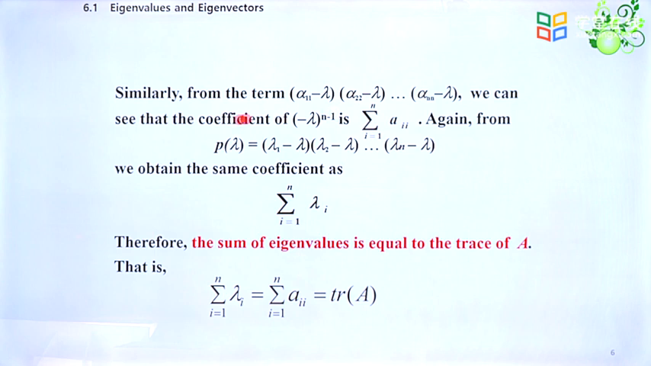Similarly, from the term (a11 minus lambda) times (a22 minus lambda) till (ann minus lambda), we can say that the coefficient of the lambda power n minus 1 term is just the summation, i varies from 1 to n, of aii. So in only one bracket you choose aii, and in all the other brackets you choose minus lambda. Then you have this minus lambda power n minus 1 term.